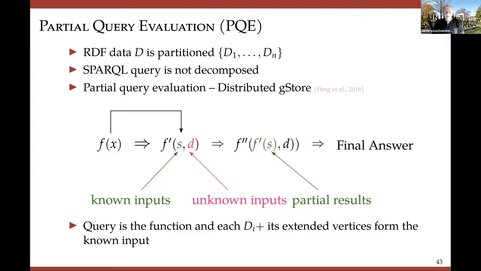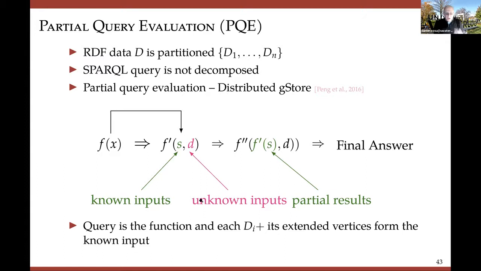One alternative is partial query evaluation. We did this a little bit. Again, the RDF data is partitioned. We don't care how it's partitioned, but we don't partition the query. What we use is the partial query evaluation technique that programming language people have invented. When you have a function f on X, we rewrite the function as f prime with two arguments. One is S, the inputs that you know, and the other one is D, the unknown inputs. Then we execute f prime on just S to get what is known, and we leave D as the unknown, and we execute another function on it to get the final answer.